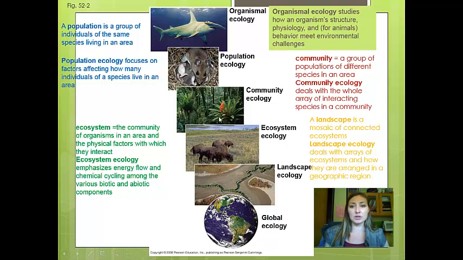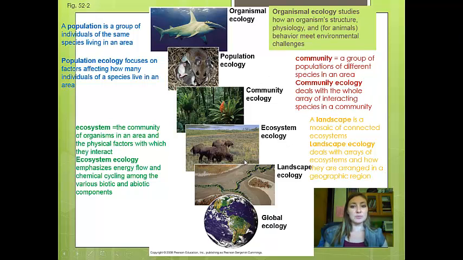The next level up is a community, and a community is a group of populations of different species in one area. So we have multiple pockets of species, and in community ecology we look at how those different species interact within the same geographic area.